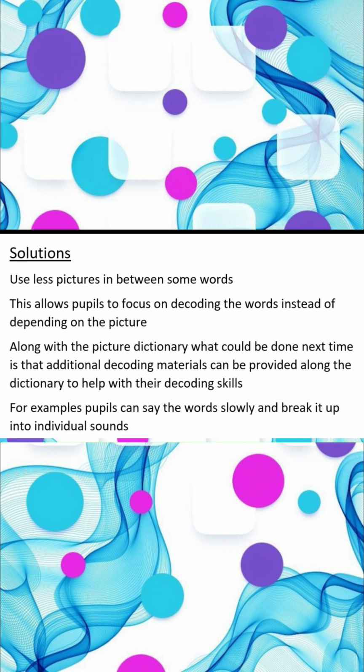Another thing that we could have done is include the word in segmented parts in phonemes in the dictionary. So this will make it quite easier for the pupils to blend the sounds and put the words together to figure out the word.